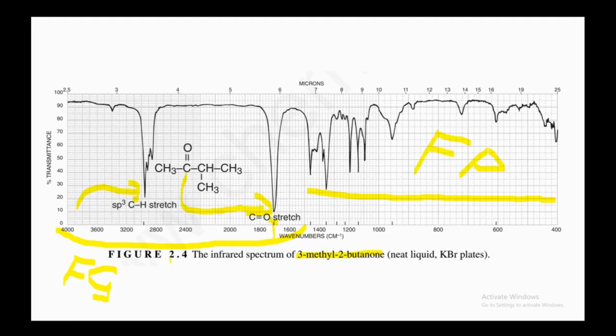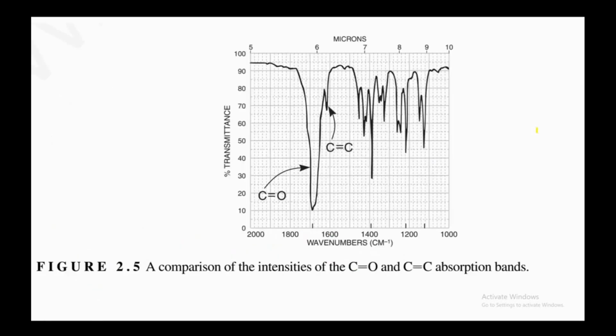So you must assign the characteristic peaks of any given molecule from the given IR spectra. For example, this was the spectrum given to you for the molecule 3-methyl-2-butanone, and as you can see, this molecule contains the ketone group, which is this one. So you must assign the peak for this carbonyl, and you must assign the peak for CH in the functional group region at least. If you cannot assign the fingerprint peaks, that's okay, but you must assign the functional group region peaks.